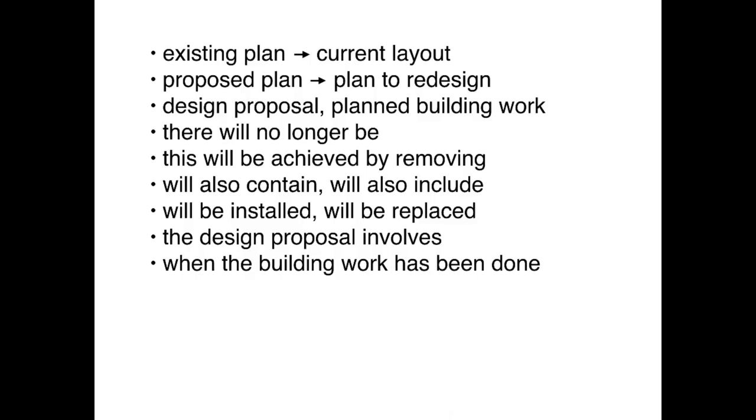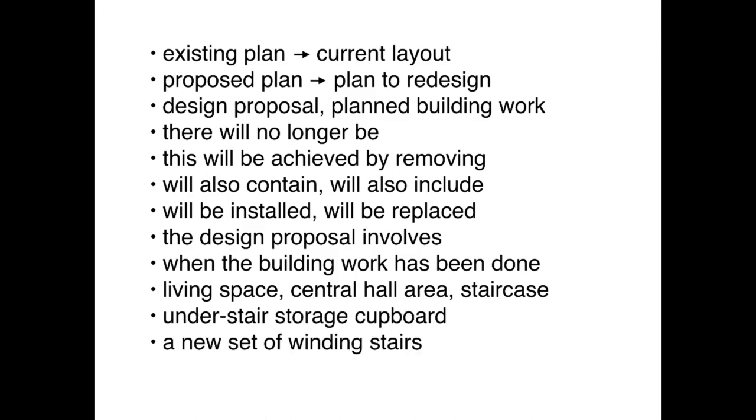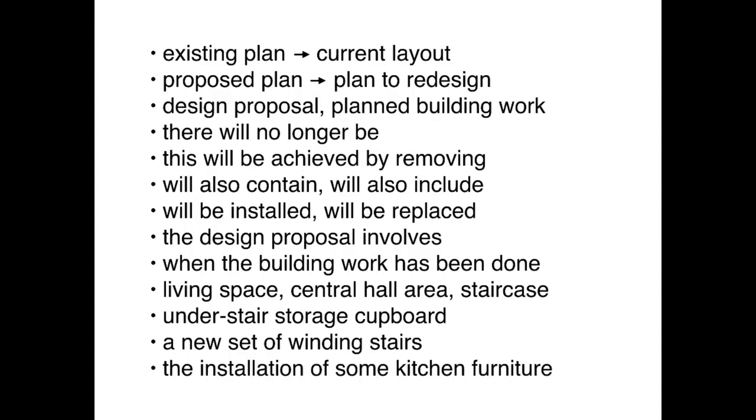And finally, some of the vocabulary I used just to describe the different elements. Living space, central hall area, staircase, understair storage cupboard, a new set of winding stairs. That's good vocabulary. Winding stairs means the stairs that go round the corner. And finally, the installation of some kitchen furniture. So there's some good paraphrasing. There's some interesting verb tenses used, active and passive as well, and some good vocabulary to describe the different elements in the diagrams. That's the end of today's lesson about comparison diagrams.